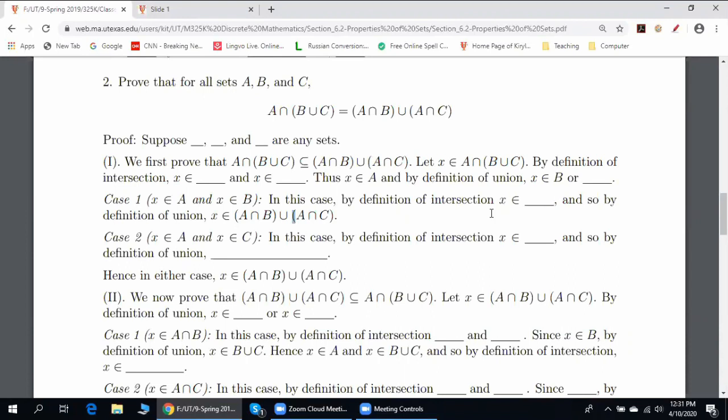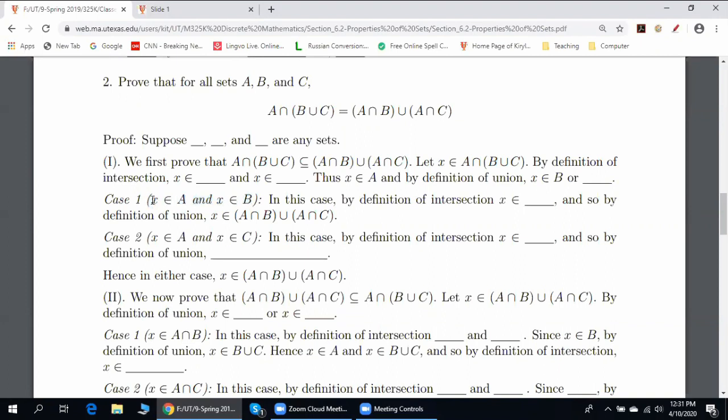Well, no. That's by definition of intersection. I'm asking in parentheses: X is in A and X is in B. What is that the definition of? I just explained what case one is. Case one means X is in A and X is in B. Okay, I mean this.